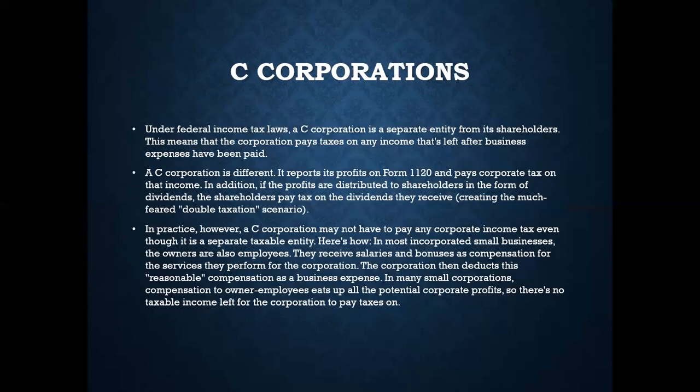C corporation. Under this type of structure, a C corporation is a separate entity from its shareholders. This means that the corporation pays taxes on any income that's left after business expenses have been paid. Now, a C corporation is different. It reports its profits on a Form 1120.